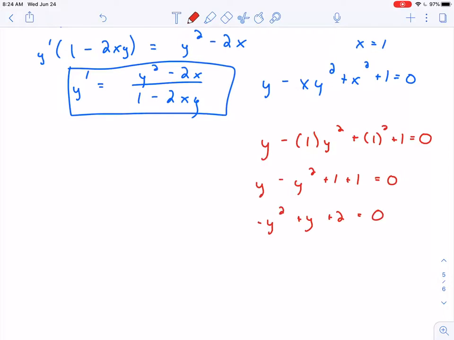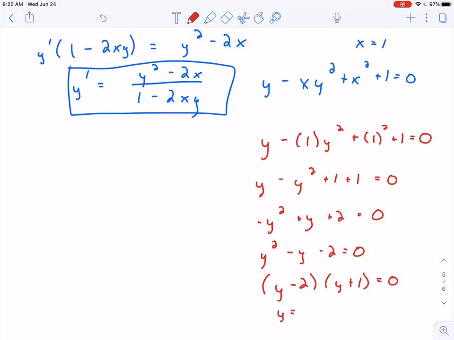I have a quadratic equation here in terms of y. I never like my quadratic term to be positive, so I'm going to multiply both sides by negative 1. That'll leave me with y squared minus y minus 2 is equal to 0. If I look at that left-hand side, I can factor that. So I will have y minus 2 times y plus 1 is equal to 0. Gives me y equals 2 and y equals negative 1.